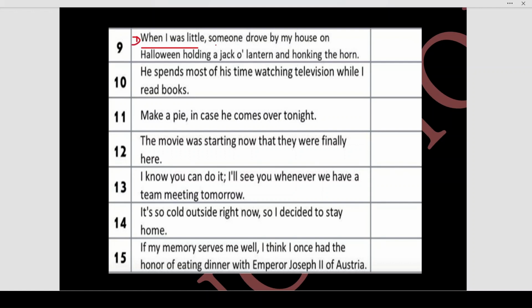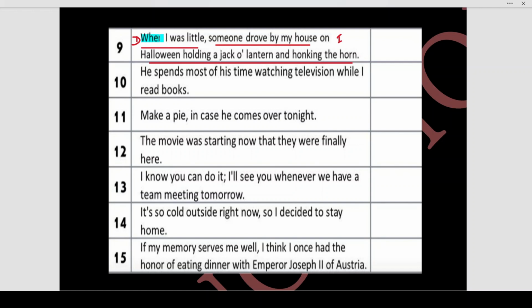Okay. "Someone drove by my house on Halloween holding a jack-o'-lantern and honking the horn." This makes full sense. So this is the independent clause. Now, how do I know "when I was little" has to be added to this independent clause to make a meaningful sentence? When I'm adding the subordinating conjunction "when".